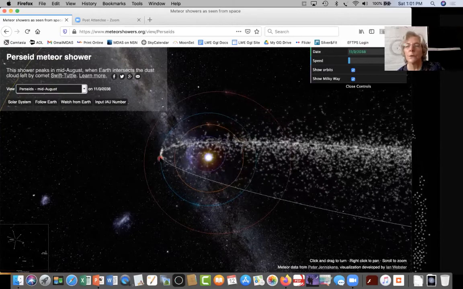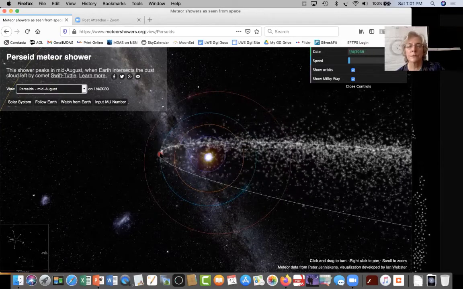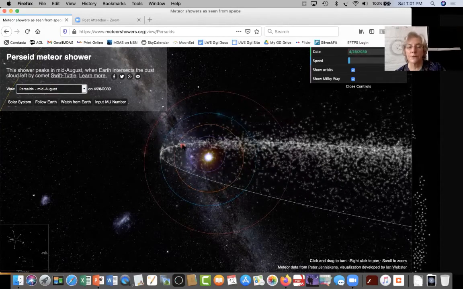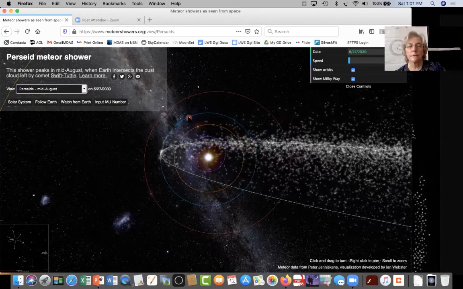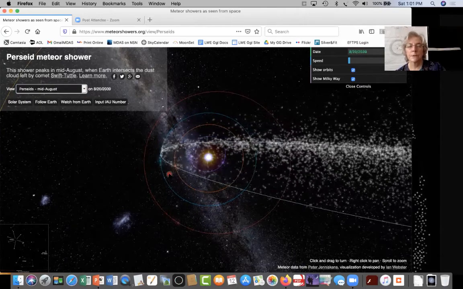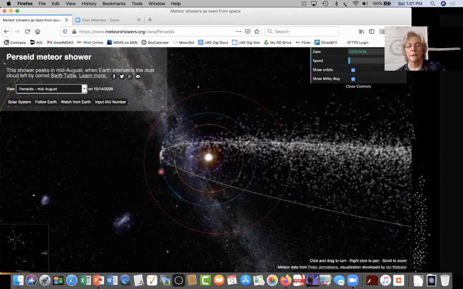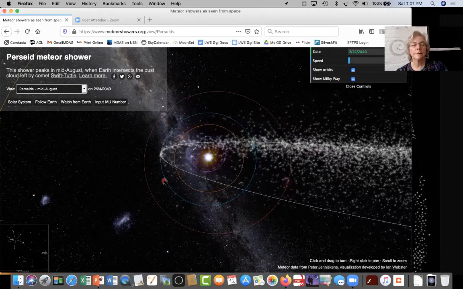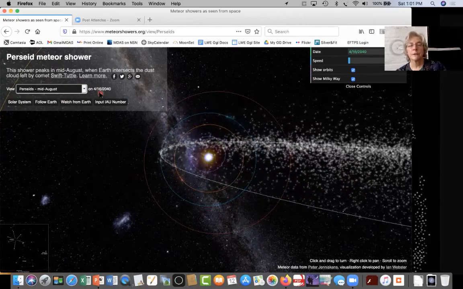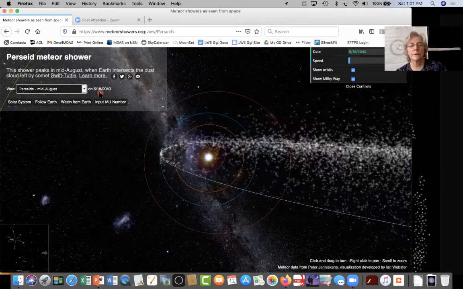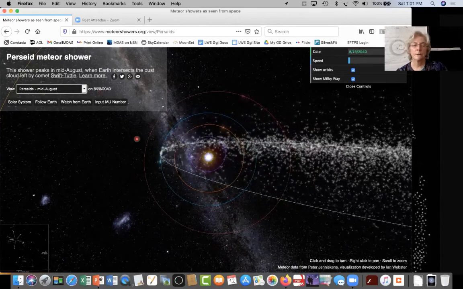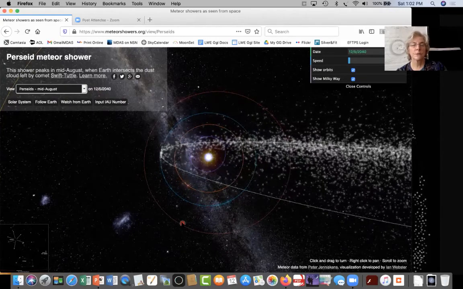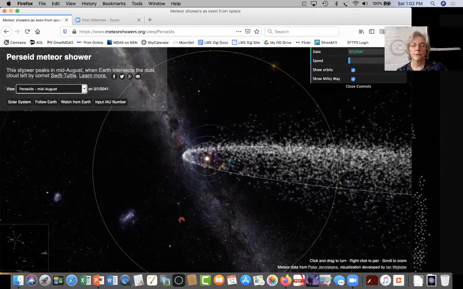This is the point where the comet crossed the orbit of Earth and left behind all this debris. Now, here we come again. There it is, running through the trail that Comet Swift-Tuttle left behind. That's the Perseids in August. August 12th is usually the big one. There it goes again. So here's the Sun, Mercury, Venus, Earth, Mars, and then we go out and we can see the rest of it.